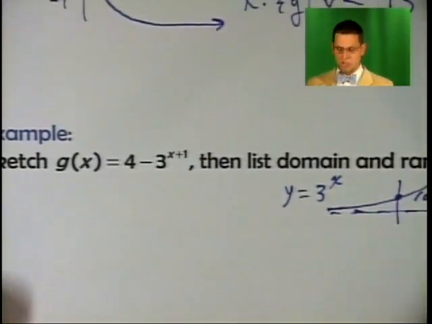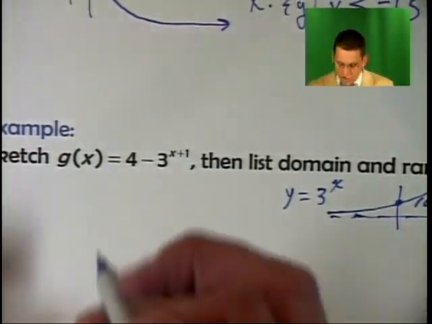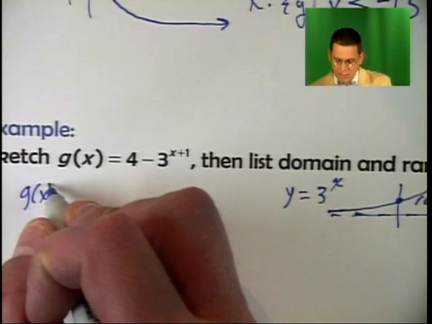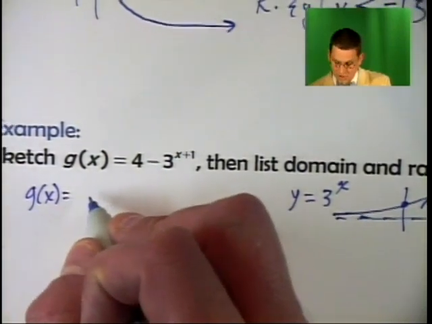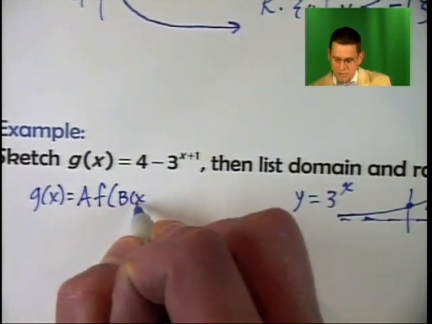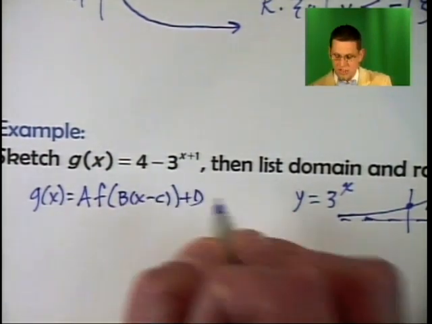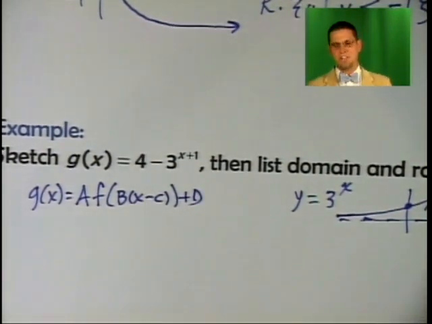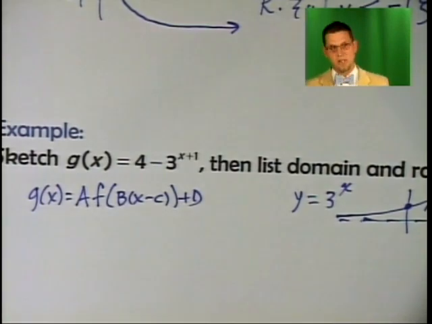Now, what you want to do is try to get this into a transformation form that looks like this. g of x in general is going to be a times some function f of b times (x minus c) plus d. If you can get it like that every single time, that ties into what we've been doing pretty much all year long. Your a and b are your dilations, your c and d are shifts.